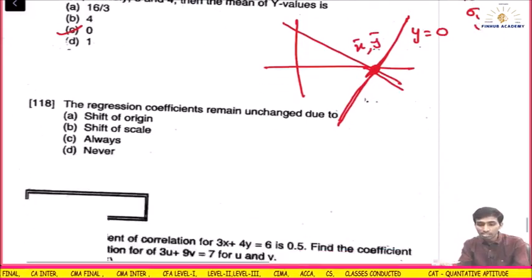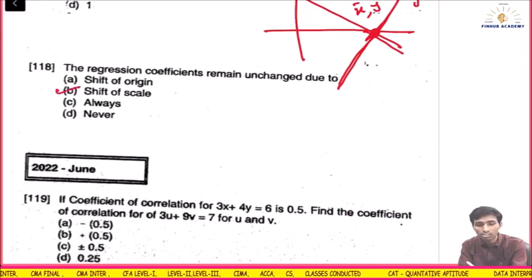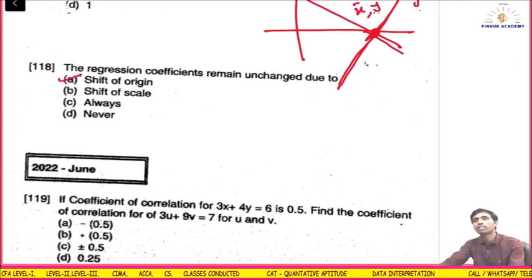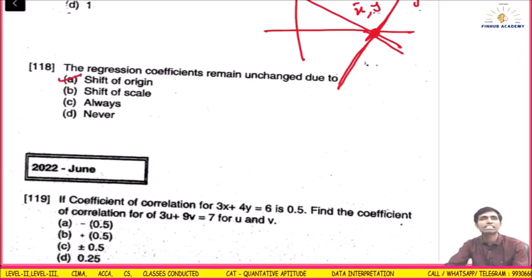The regression coefficient remains unchanged to a change of scale. Remain unchanged, sorry. Does not change. Remains unchanged to a shift of origin. Understood? Not scale. By scale it changes, no?